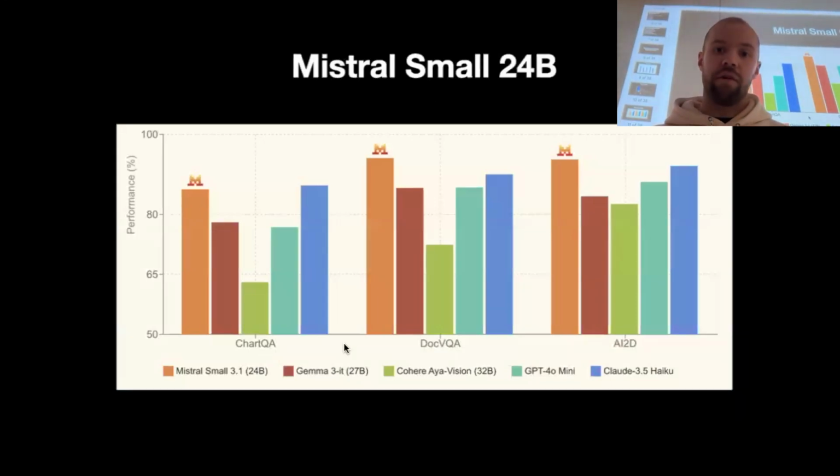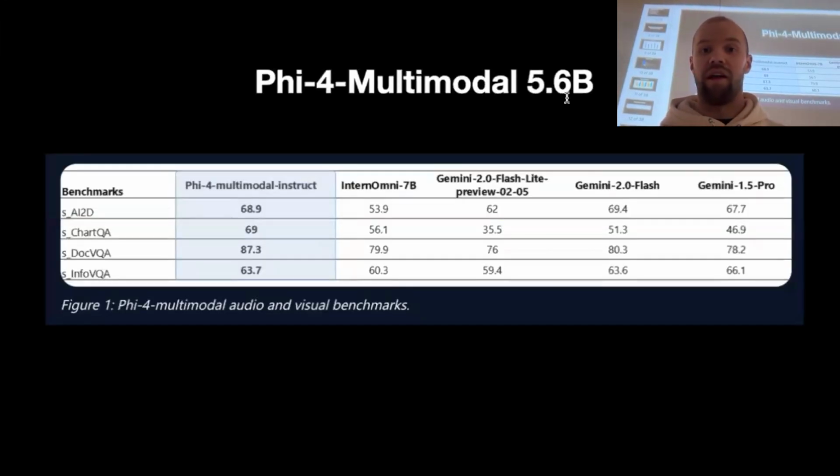Same thing with Mistral Small 24B. They had a series of charts that they put out, and it's like, how well did they perform? They even, I guess, benchmarked against Gemma 3 in here, and some of the other GPT-4o mini, Claude 3.5 Haiku, etc. Even models as small as 5.6 billion parameters are starting to top charts, and even in the multimodal scenario. So this is Phi-4 multimodal, and they are arguing that they're better than some of the Gemini proprietary models with a very small footprint here.